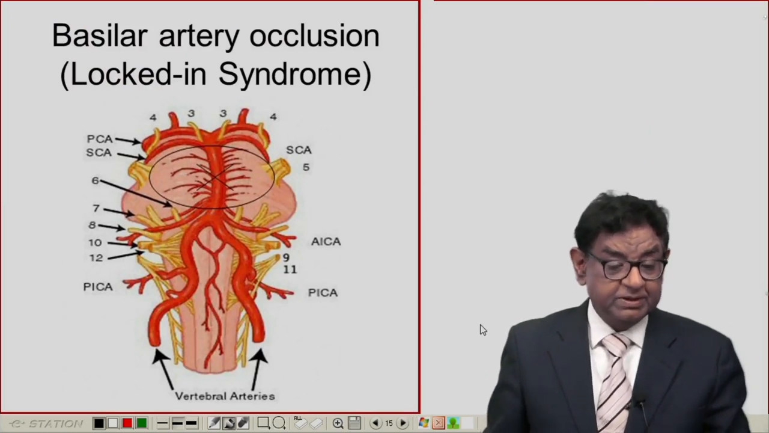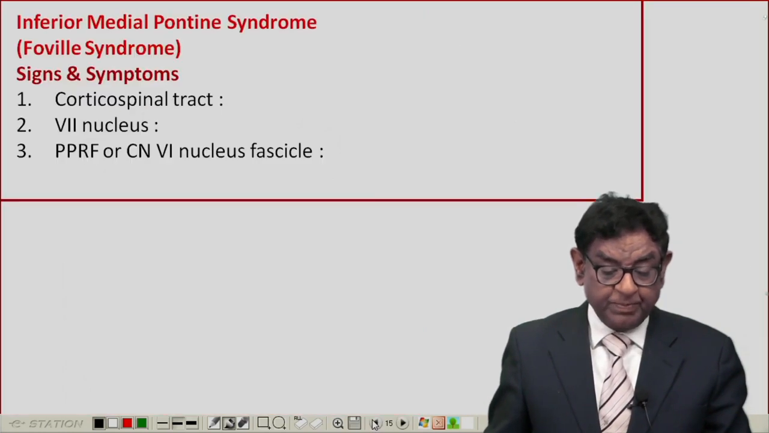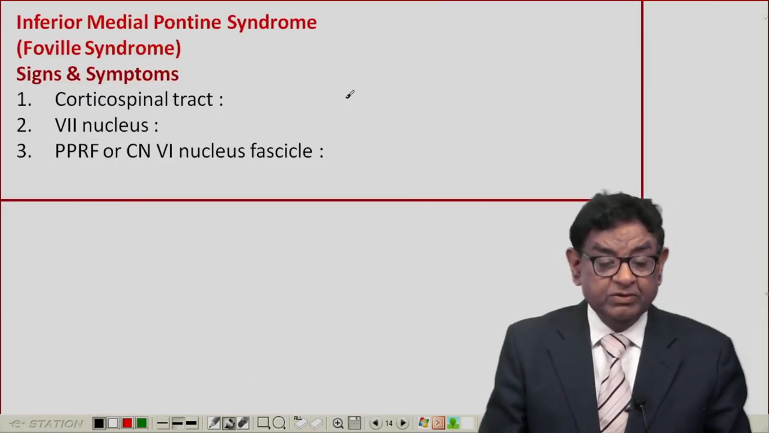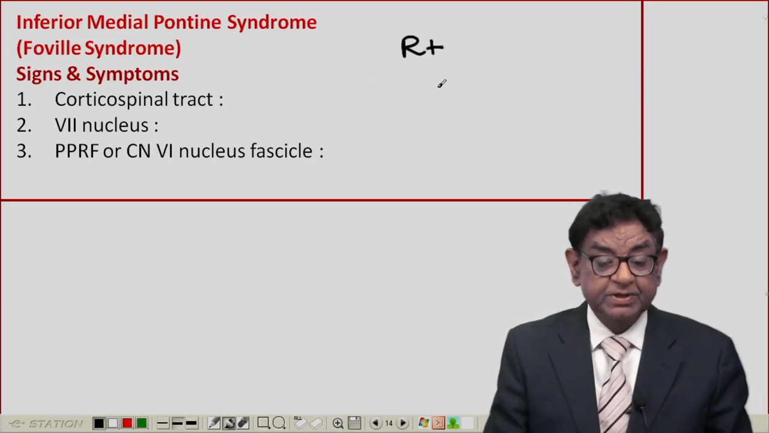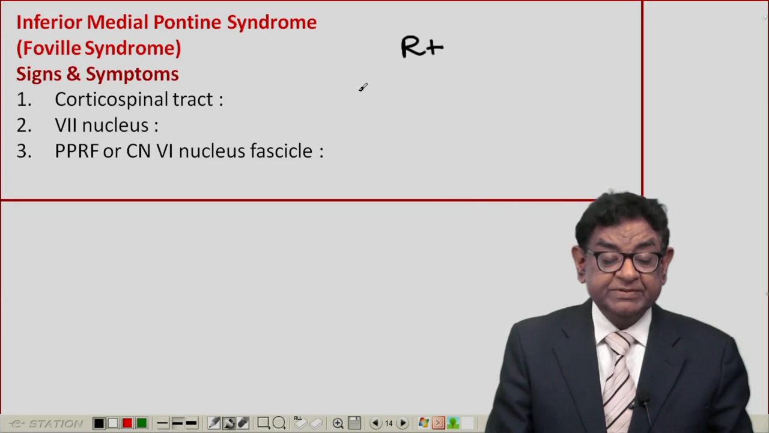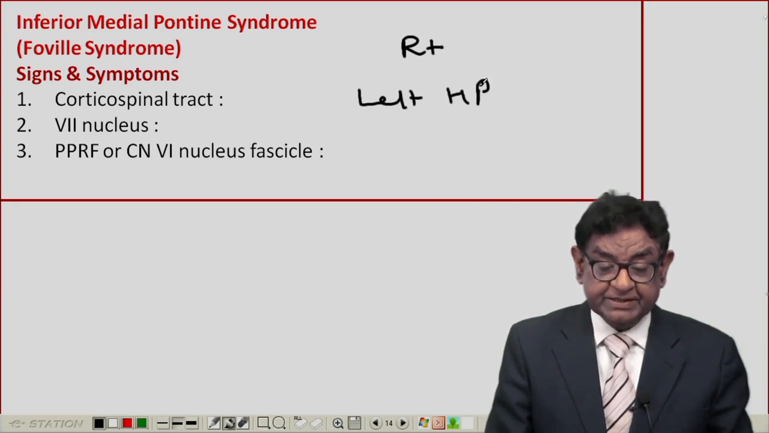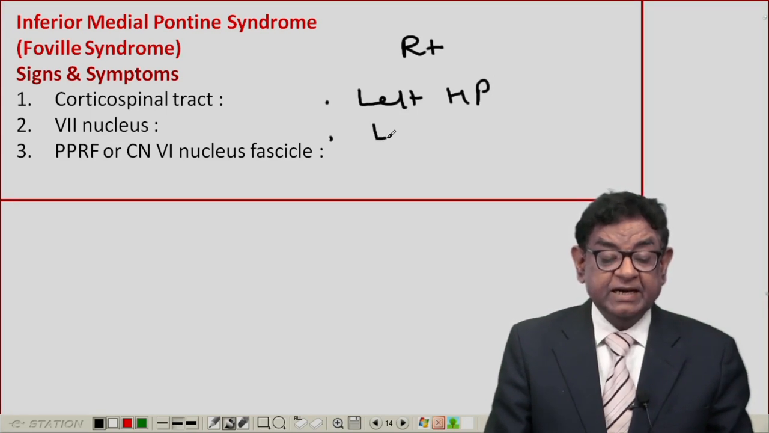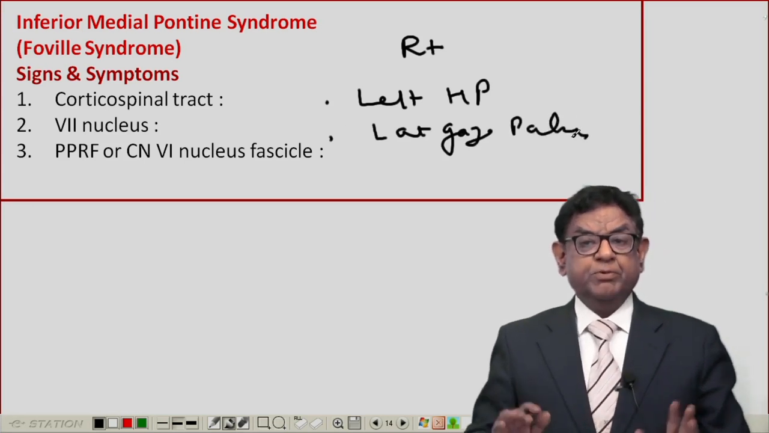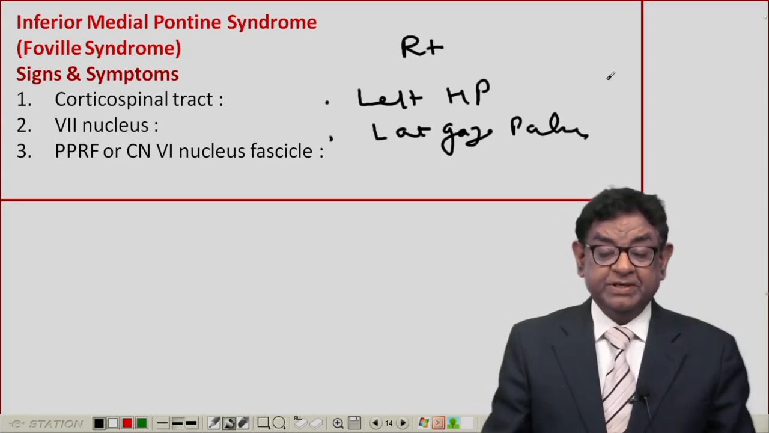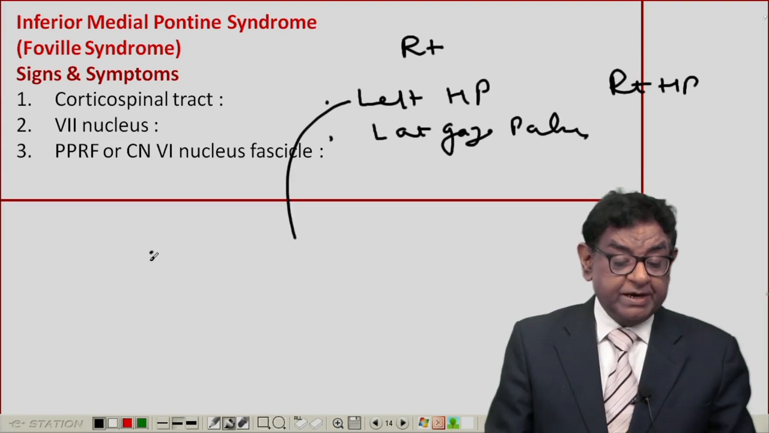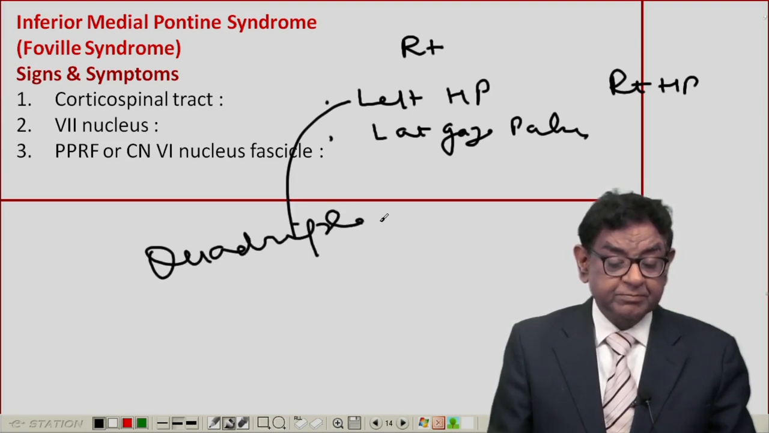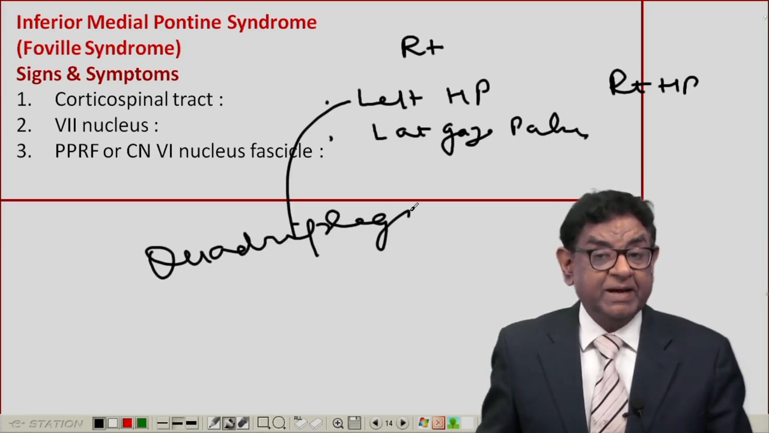Now we talk about basilar artery locked-in syndrome. Again we go back. Look at this. Suppose the patient has right sided Foville syndrome. So what happened? Right sided, so there will be left sided hemiplegia, yes, and there is lateral gaze palsy. Agreed. Suppose he has bilateral Foville syndrome, so he will also have right hemiplegia. In a nutshell, there will be quadriplegia. He has all four limbs totally paralyzed.